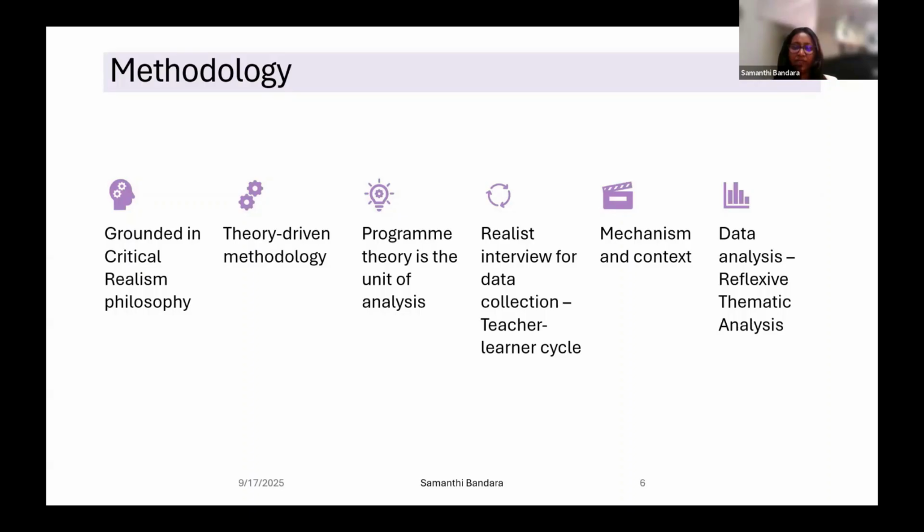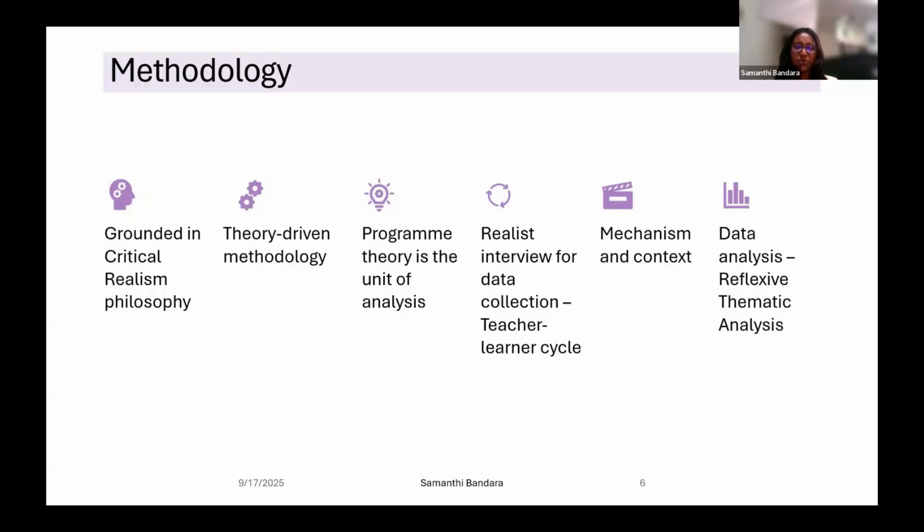So, the data collection and analysis are central to the program theory. That is the important feature of this methodology. Therefore, the program theory is the unit of analysis. So data collection will be done through realist interviews. Realist interviews are one of the interview methods under the in-depth interview umbrella. And the teacher-learner cycle I will explain in detail in the next few slides.